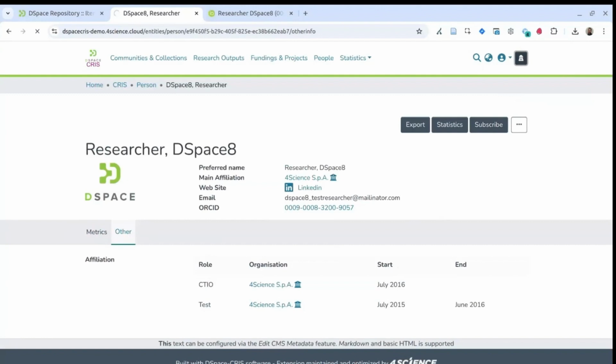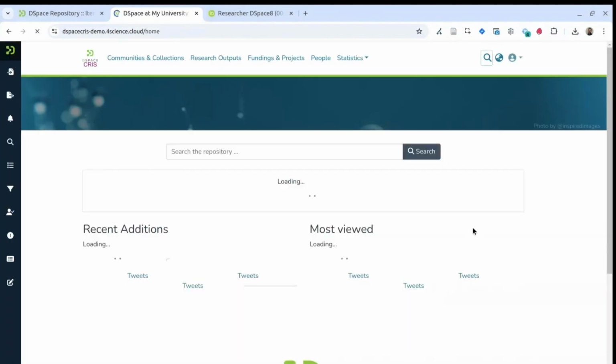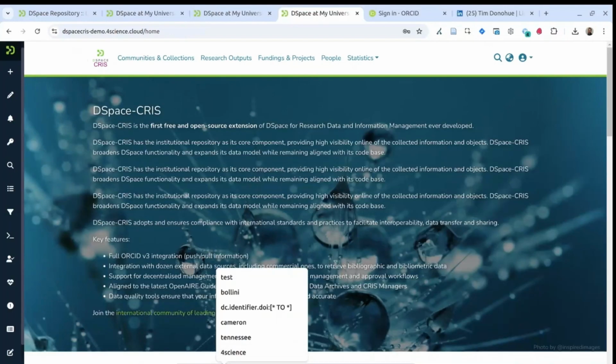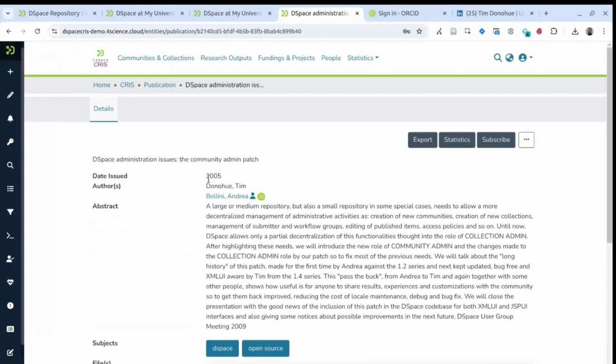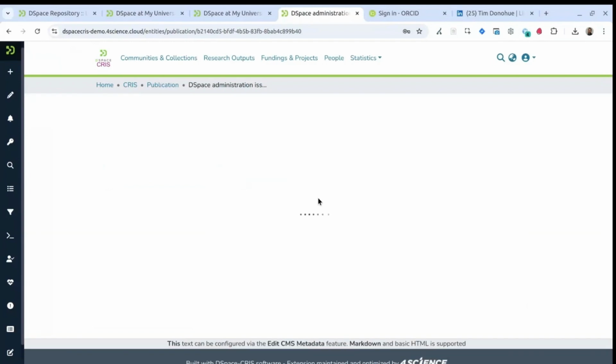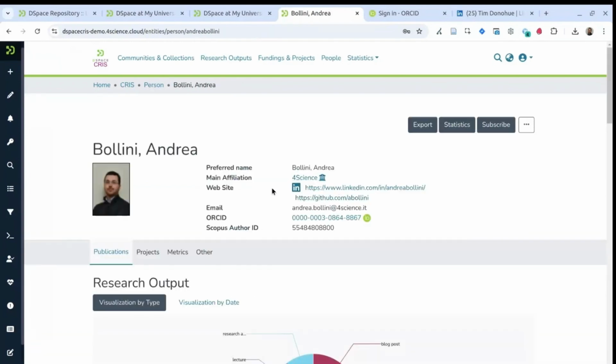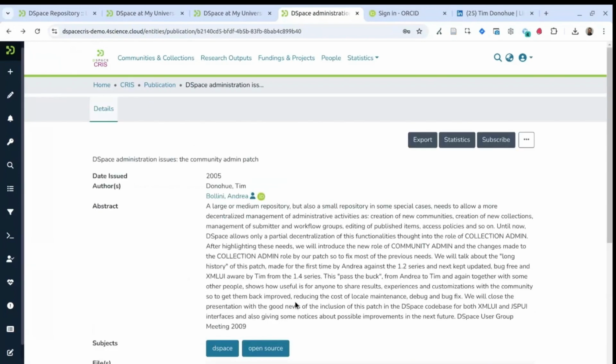So let's look at a publication in the system. I am in this test system, and this publication was written 20 years ago with Tim, the technical leader of DSpace. And as you see, the authors are currently identified, and one of the authors is Andrea Bollini. And if you visit Andrea Bollini's profile, you can discover that he's currently working at 4Science. But what about this publication? This publication was authored when Andrea was not at 4Science.